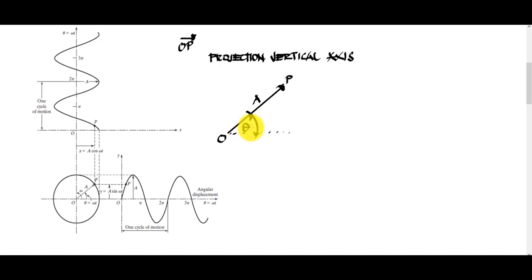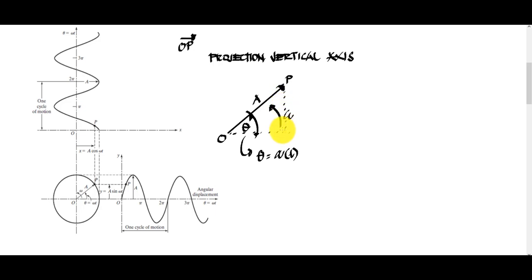Then this theta, since it is rotating, so we have an angular velocity. Now our theta is equal to the angular velocity times the time. Now the vertical projection of this one, we're going to do that one here, projection here.